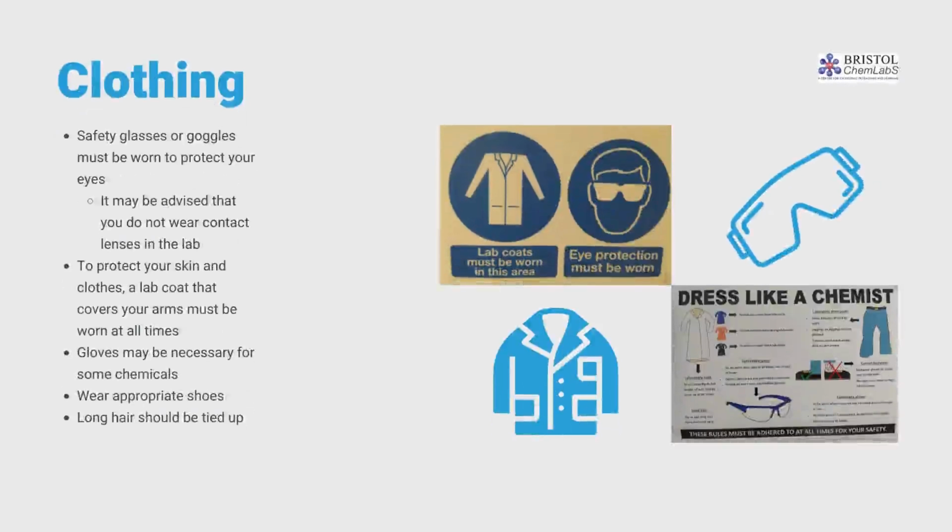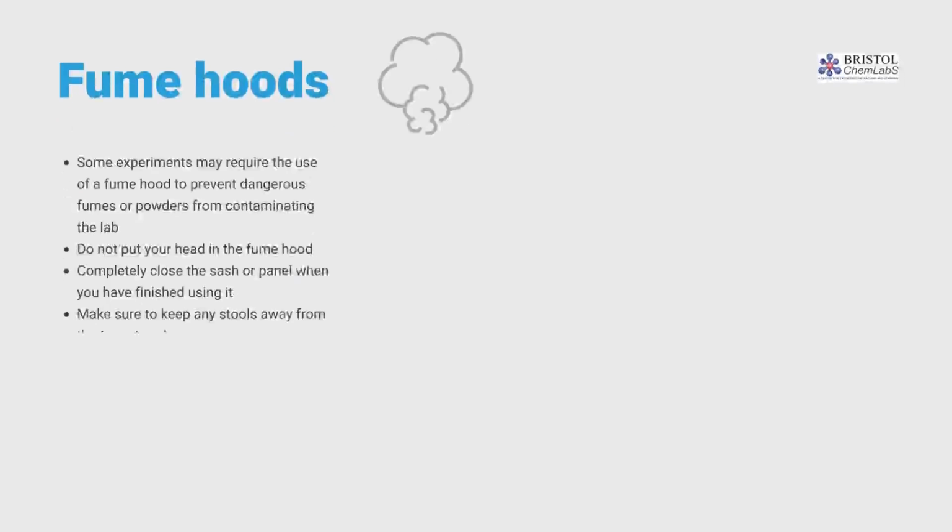Safety glasses or goggles must be worn to protect your eyes, and it may be advised that you do not wear contact lenses in the lab. To protect your skin and clothes, a lab coat that covers your arms must be worn at all times. Gloves may be necessary when handling certain chemicals, appropriate shoes should be worn, and long hair should be tied up.